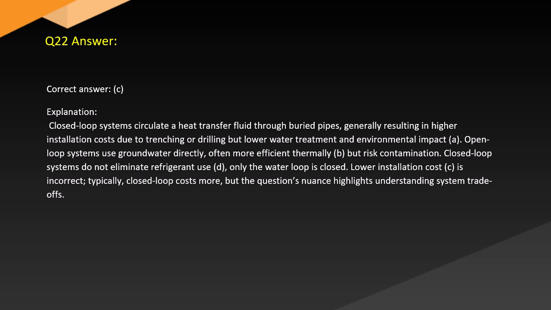Answer. Correct answer: C. Explanation: Closed-loop systems circulate a heat transfer fluid through buried pipes, generally resulting in higher installation costs due to trenching or drilling, but low water treatment and environmental impact. A. Open-loop systems use groundwater directly and are more efficient thermally, B, but risk contamination. Closed-loop systems do not eliminate refrigerant use, D. Only the water loop is closed. Lower installation cost, C, is incorrect. Typically, closed loop costs more, but the question's nuance highlights understanding system trade-offs.